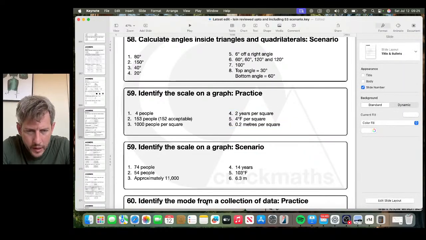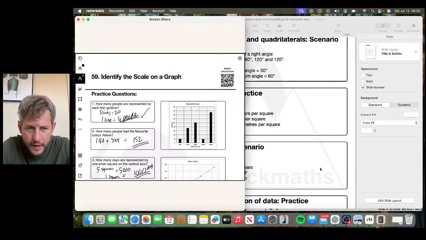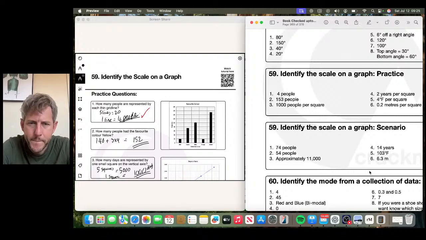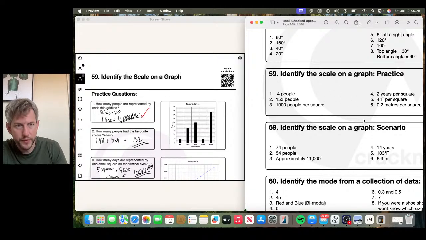Okay, there we go. 153 people, 152 acceptable. I think a lot of people will be drawn to the main grid line. Okay, so next one we've got here, so that's fine.